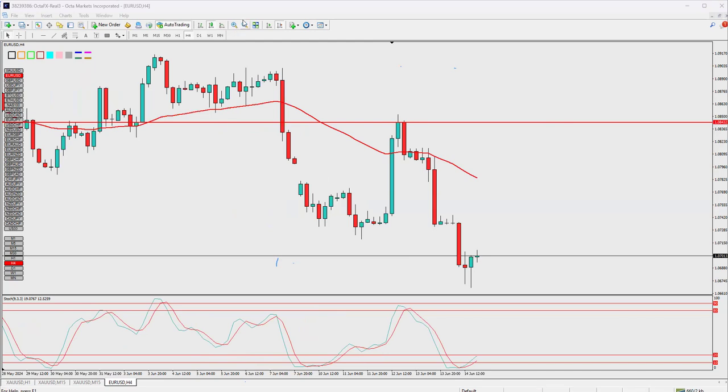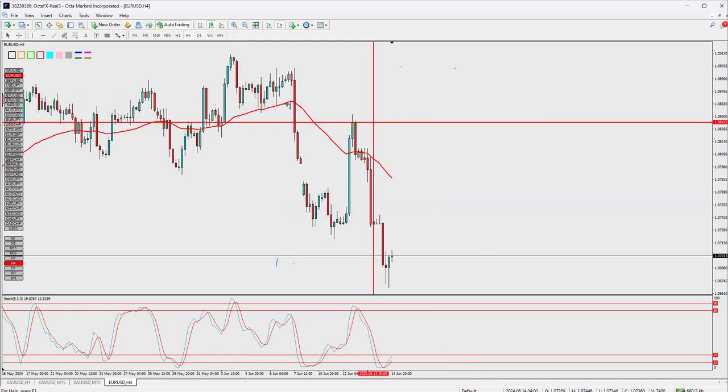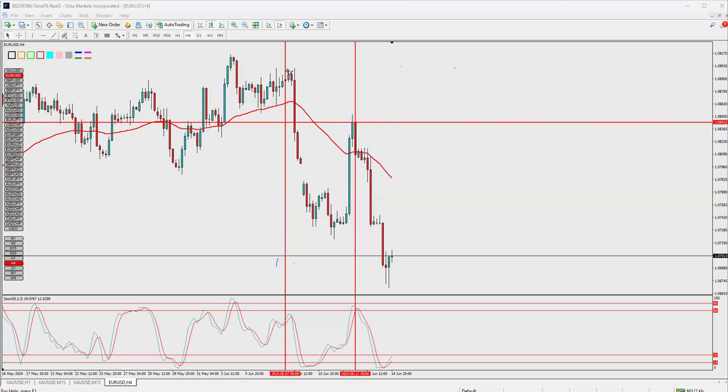Number one, if I'm using divergence, if I'm using stochastic, you can see we have hidden divergence. That's the first thing. This is very clear. This is hidden divergence. We have a lower low, higher low, and then this one we have a higher high. That's hidden divergence. Once you understand we have that hidden divergence, that's the first confirmation.